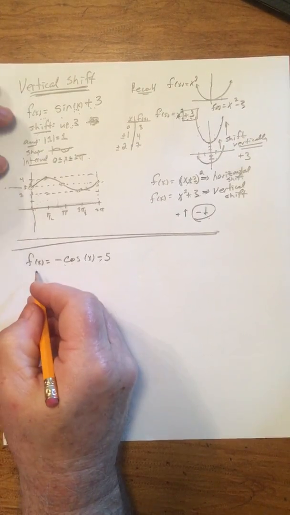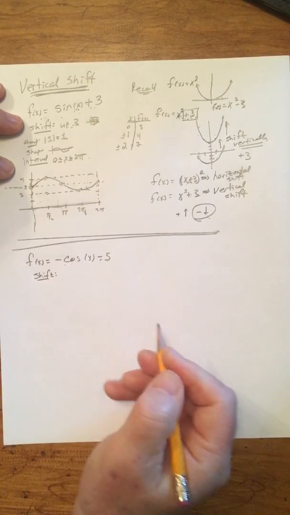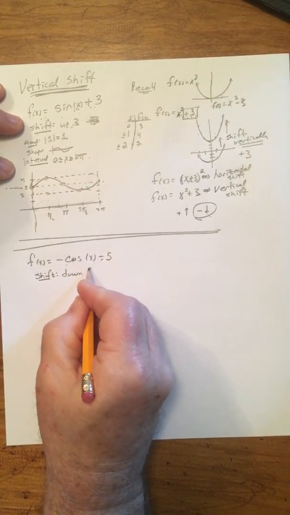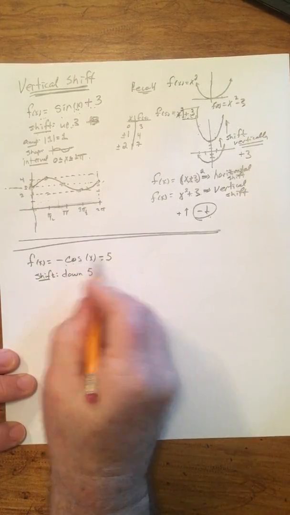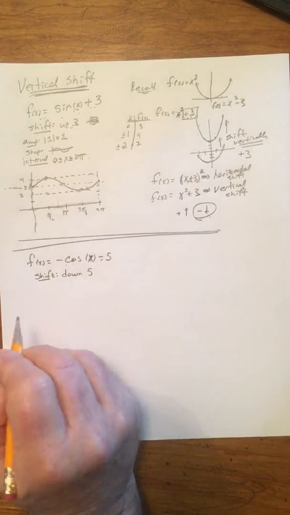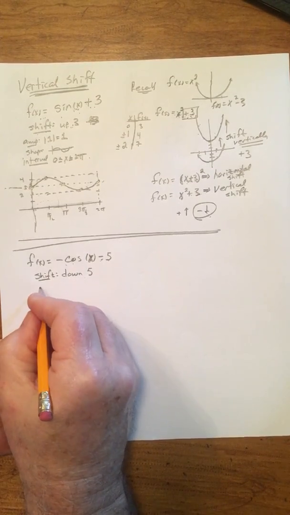So let's do the same procedure as before. Any shifting we're going to account for first. And in this case, we shift down 5. There is no horizontal shift because we are not adding or subtracting inside this argument, inside this primary function. Now we proceed as before.